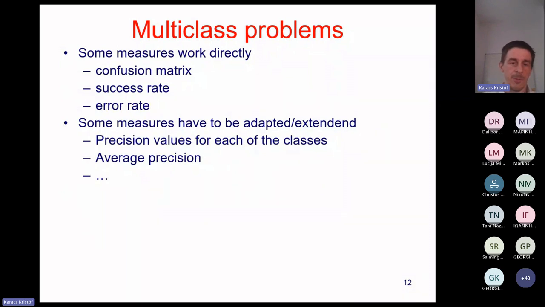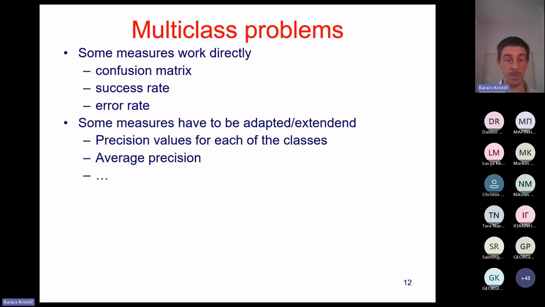Now, in general, of course, there can be more than two classes for a classification problem. And some of these approaches actually work the very same way for multi-class problems. A confusion matrix can be created; you just need to increase the number of rows and columns in the matrix. And the success rate and the error rate will be computed in a very similar fashion, the ratio of the correctly and incorrectly predicted classes.